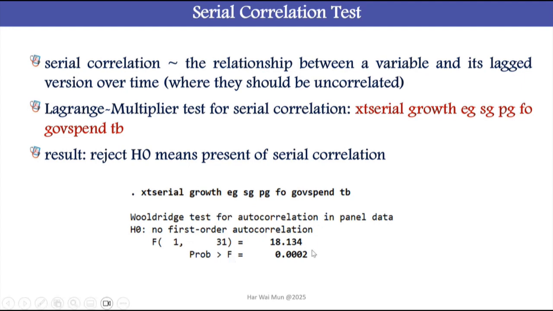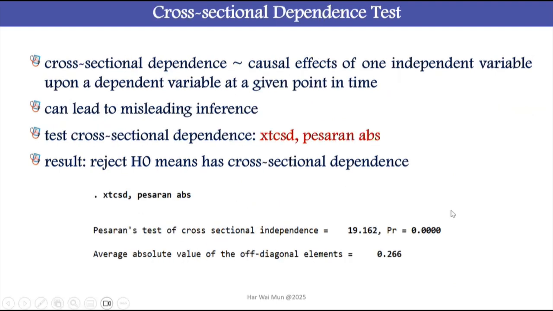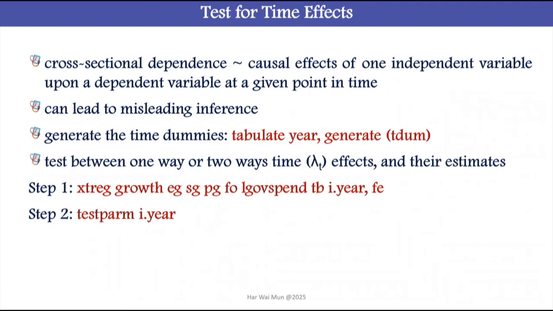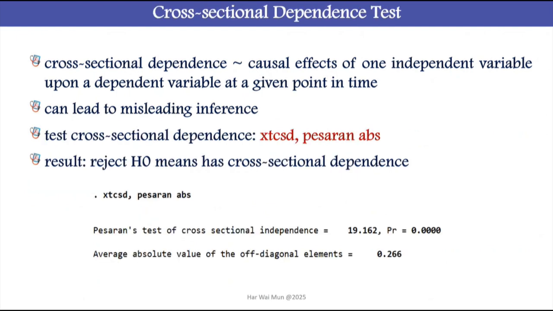So the result is significant. Just now, any diagnostic test that is significant means no good, right? So next, what's the next thing we have to test? Okay, maybe we try these two first. Cross-sectional dependence, right?